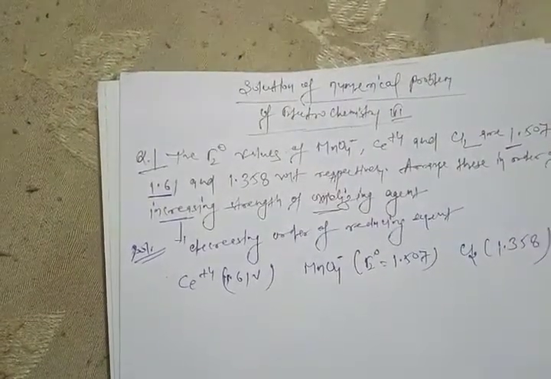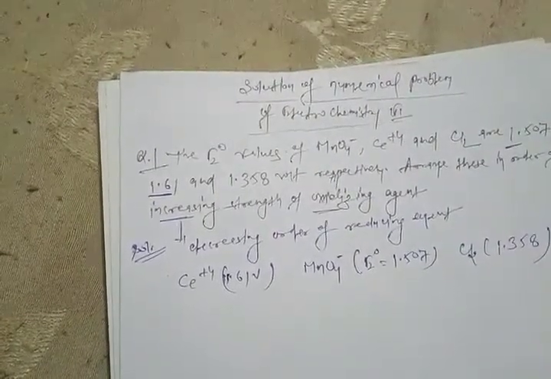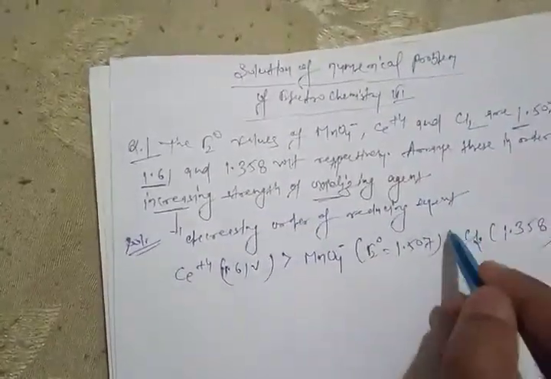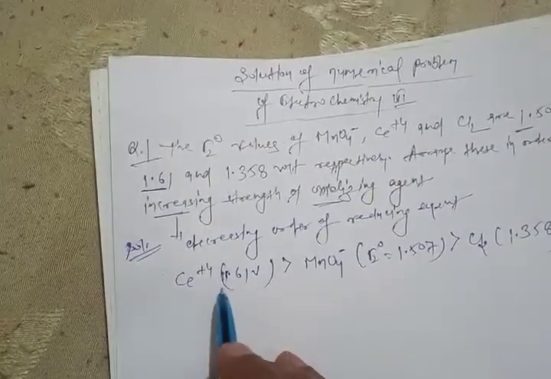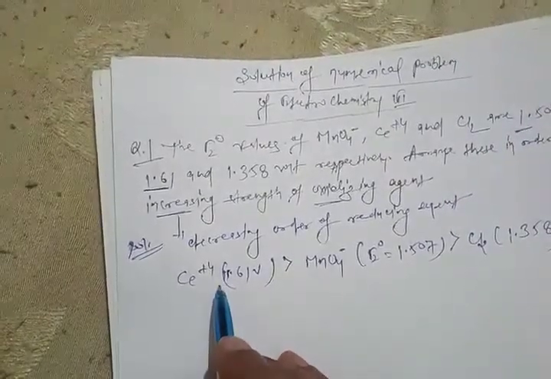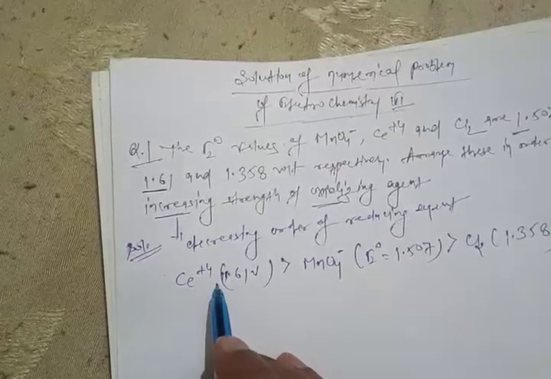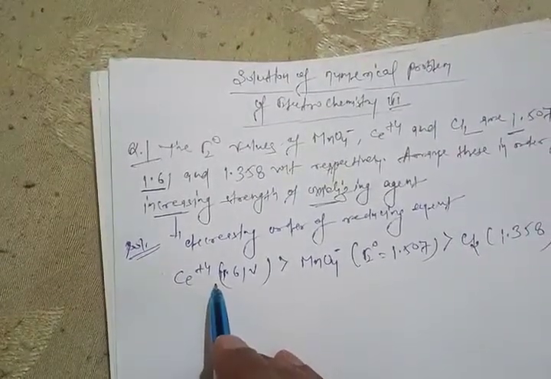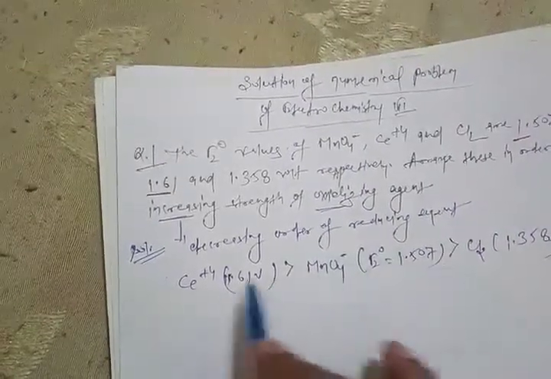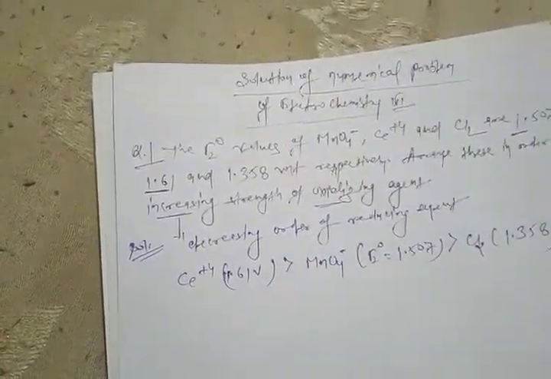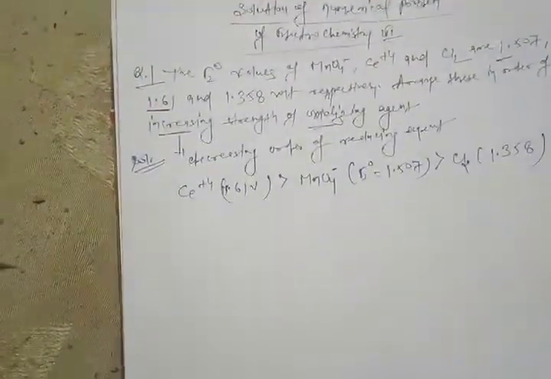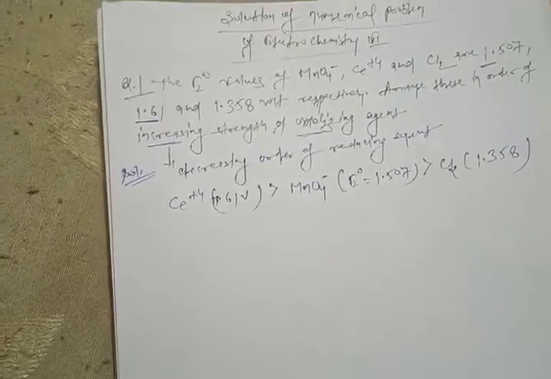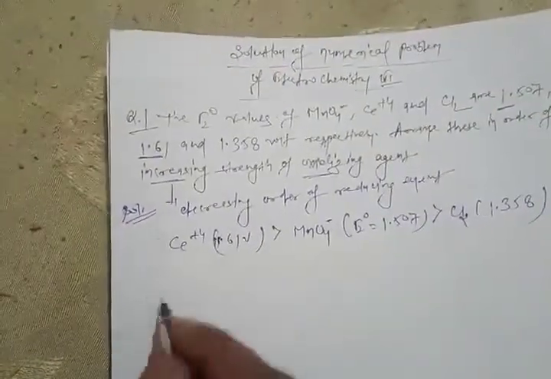So that means the highest value is for oxidizing agent. Here we have to put the strength of oxidizing agent, so this will be your order. This will be the highest oxidizing and the least reducing agent. This is a very basic question, and all of you are able to answer it correctly. Now the second question.